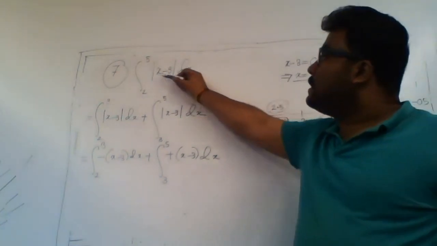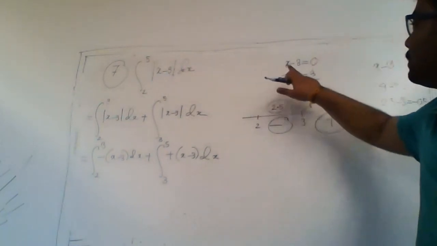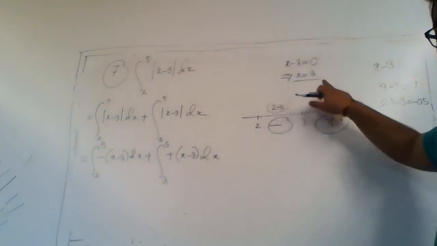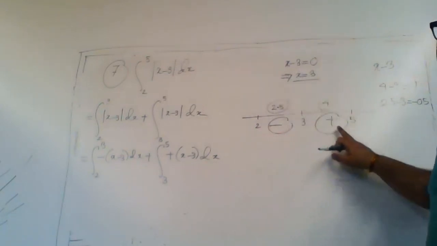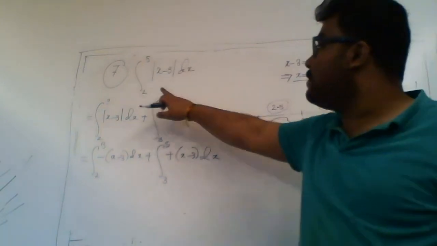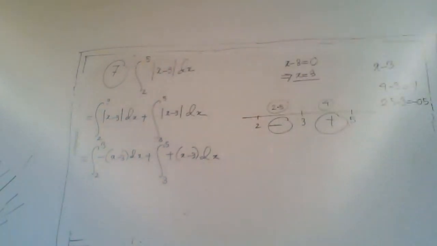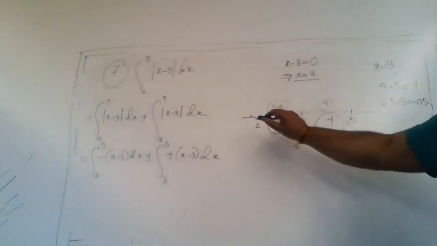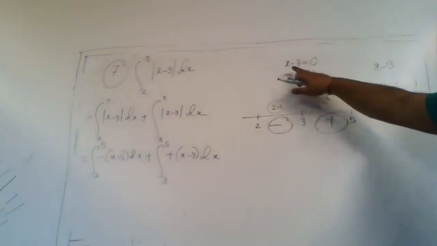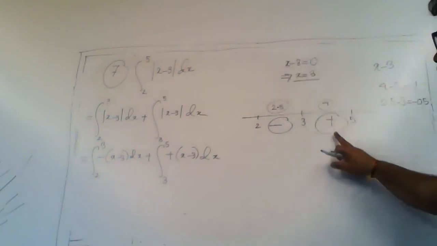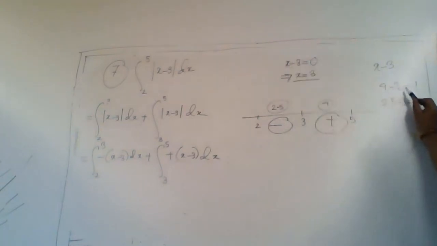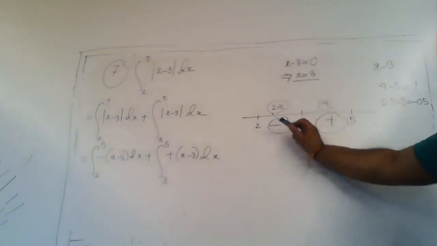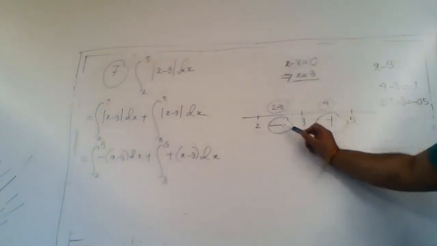Whatever is inside the bars, equate that to 0, solve for x. Here I get x equals 3. Put this on the number line, put the two endpoints, 2 and 5, also. You take a number here, you take a number here. If you put 4 in this function x minus 3, I get 4 minus 3 equals 1, so I get a plus sign. If you put the number 2.5 in this function, you get a negative sign.